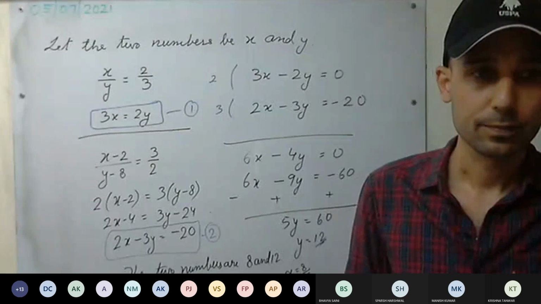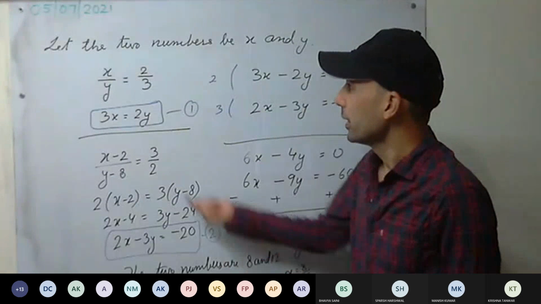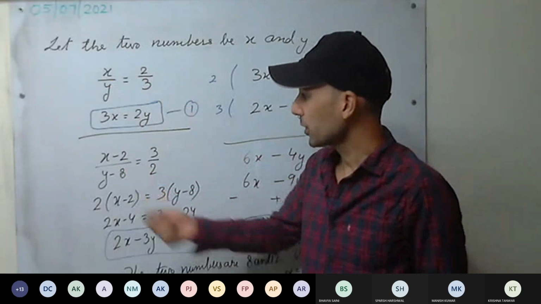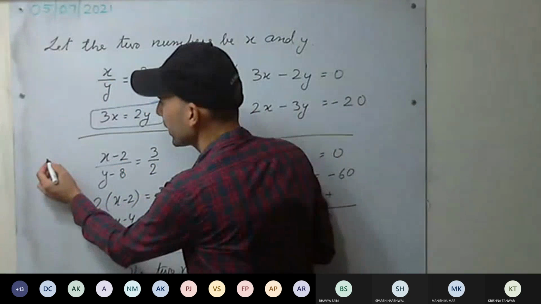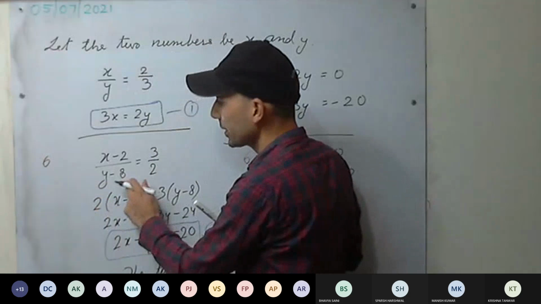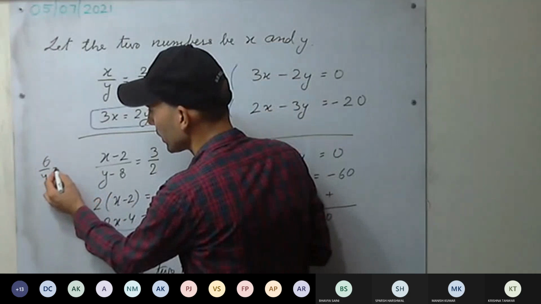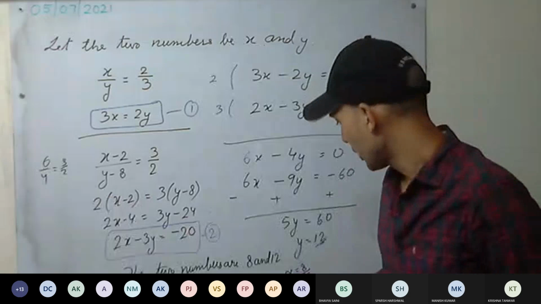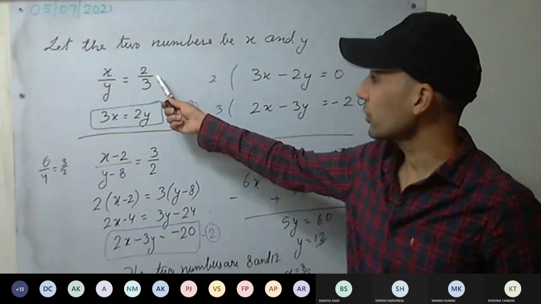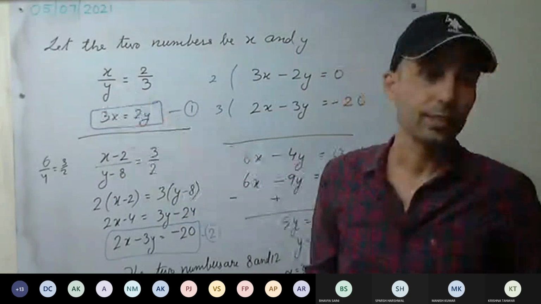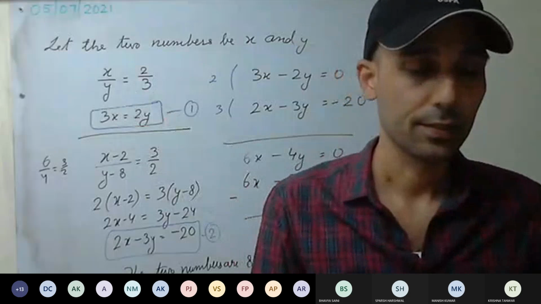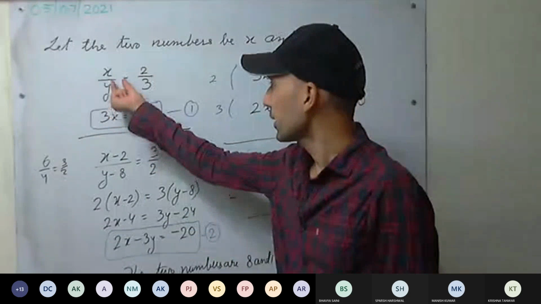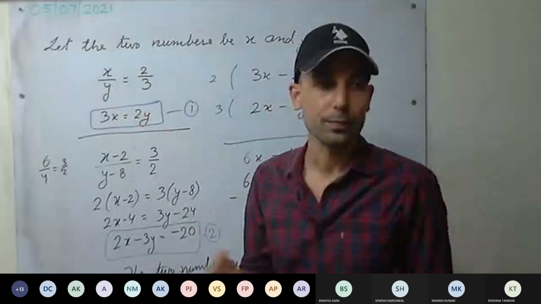Okay. Now you can check as well. 8 divided by 12 is 2 by 3. 8 minus 2 is 6. 12 minus 8 is 4. You can see 3 by 2. Both the numbers are satisfying the two equations. That is for checking purposes. You can check whether you have done the answer correctly or not just by putting the values in the ratios.